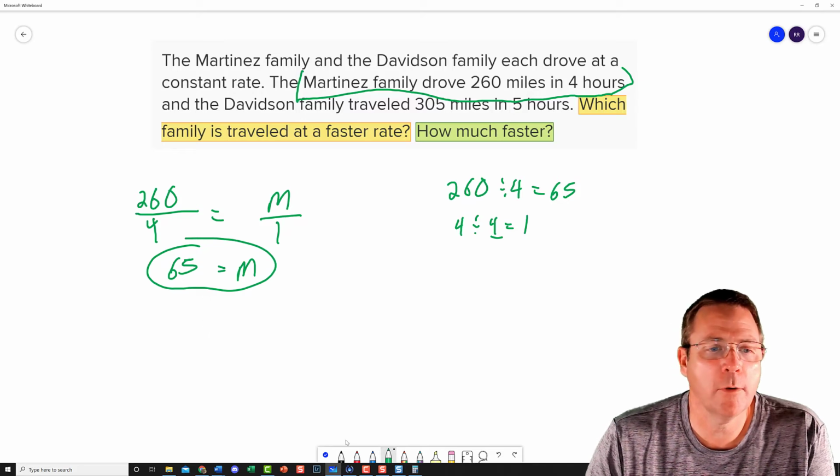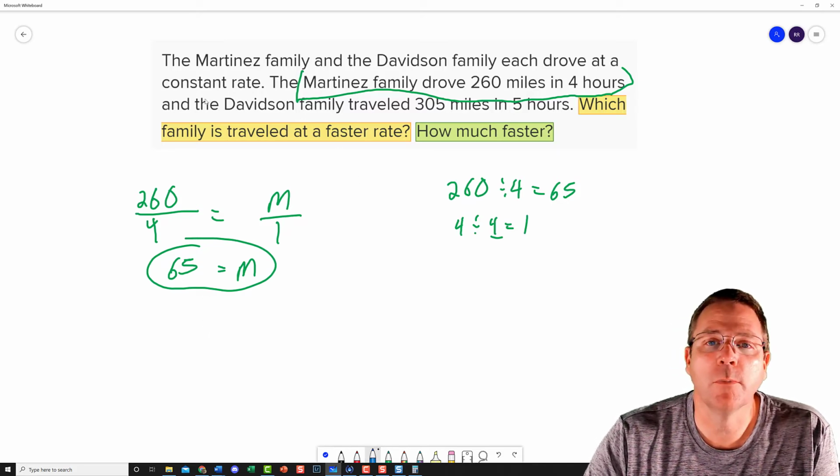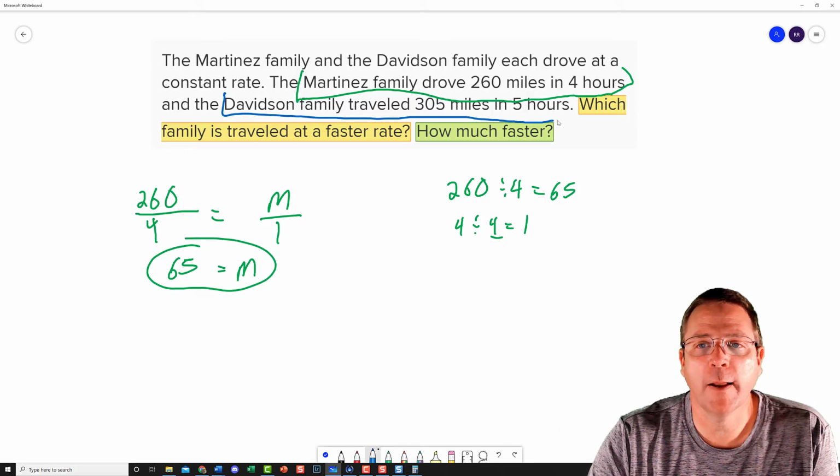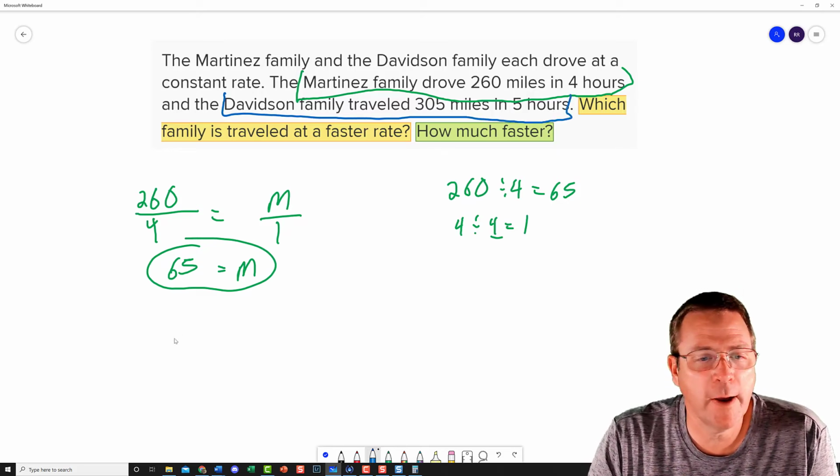65 miles per hour. Next, we're going to change colors to blue to find out the Davidson family, who did 305 miles in 5 hours.